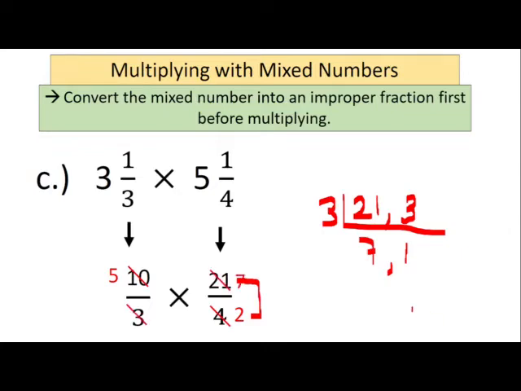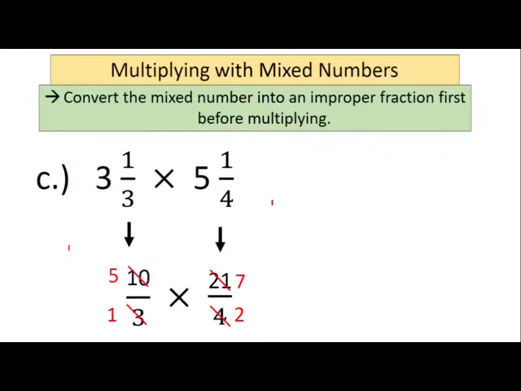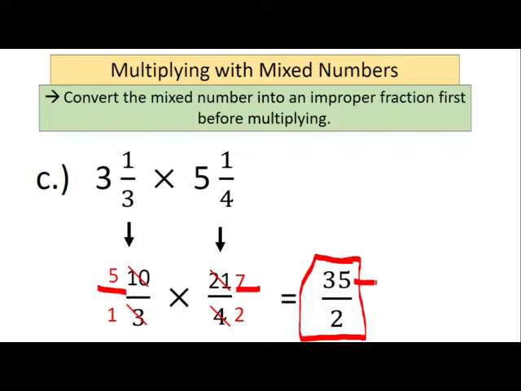Ayan. Now, kung wala nang pwedeng i-simplify, mag-multiply na tayo. 5 times 7, that's 35. 1 times 2, that's 2 of course. And look at our answer. Kahit na hindi na natin pwedeng i-simplify yung 35 and 2 together, pansinin ninyo, mas malaki, di ba? Yung numerator mo sa denominator. So, we should convert this into, baliktad naman ngayon, it's mixed number form.